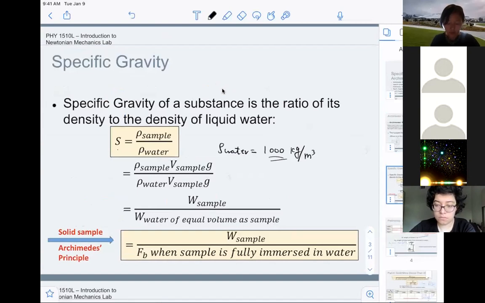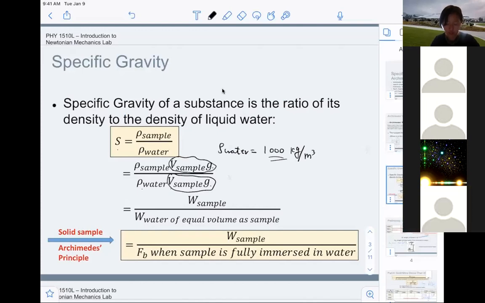But we want to measure weight. Well, that's something easier to measure, right? So how do you get density to weight? You multiply that by volume, you get mass, multiplied by that g, you get the weight. So you multiply numerator and denominator with the same number. So it hasn't really changed the equation, right? You just simply multiply them by the same volume of the sample times little g.